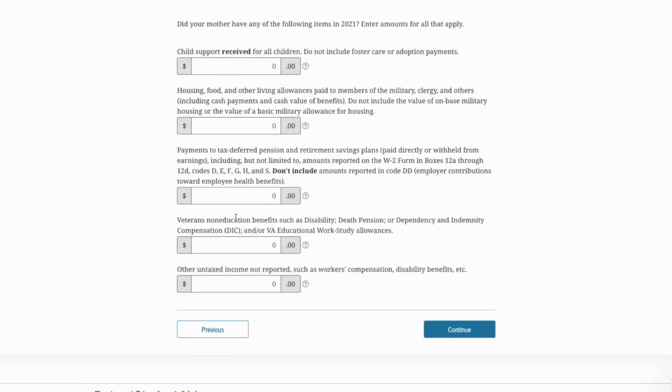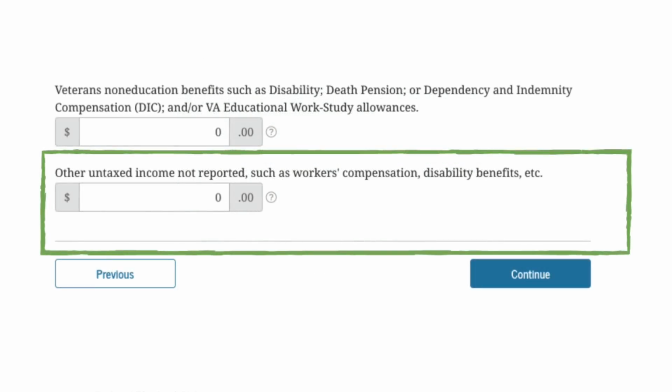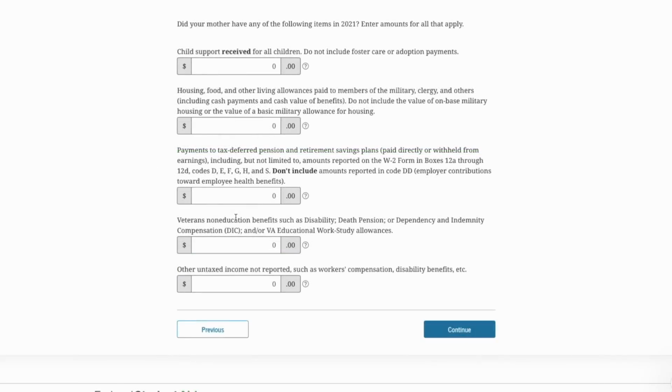The fourth question only applies if your parent is a veteran and is receiving non-education benefits. If they are, you'd put that amount here. And the final question is untaxed income that's not reported on the tax form, such as workers' comp, disability benefits, etc. You may want to ask your parents about this, but for most families, this is not going to apply.